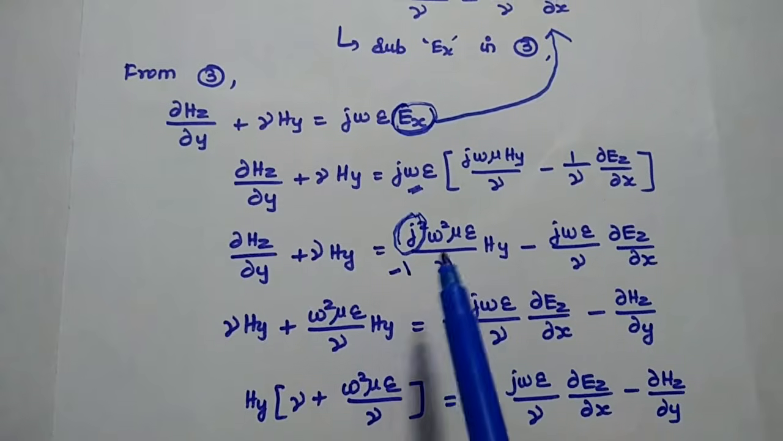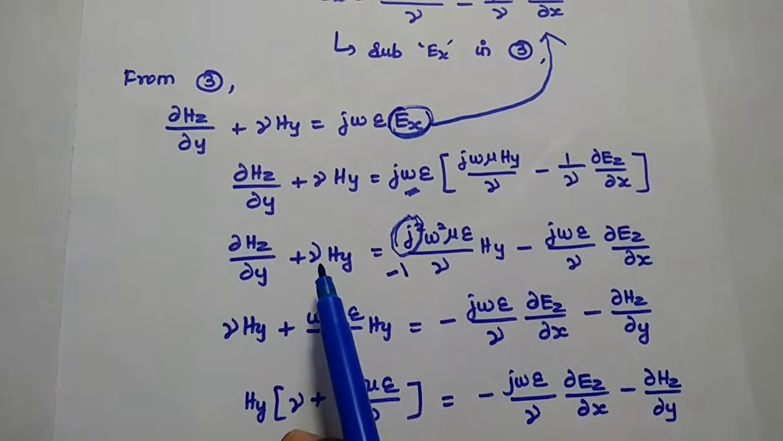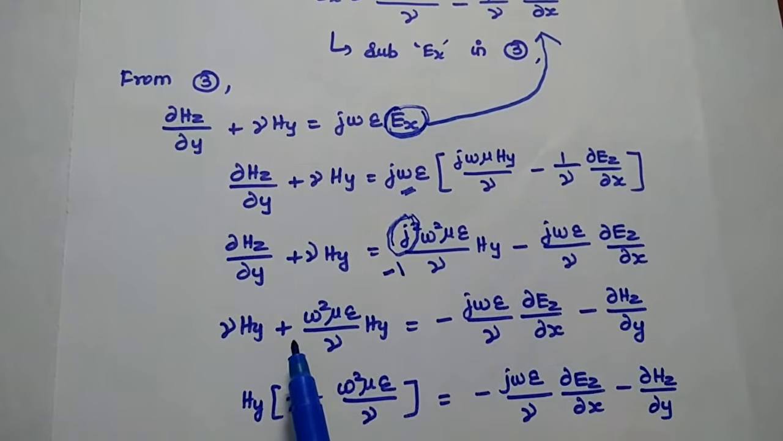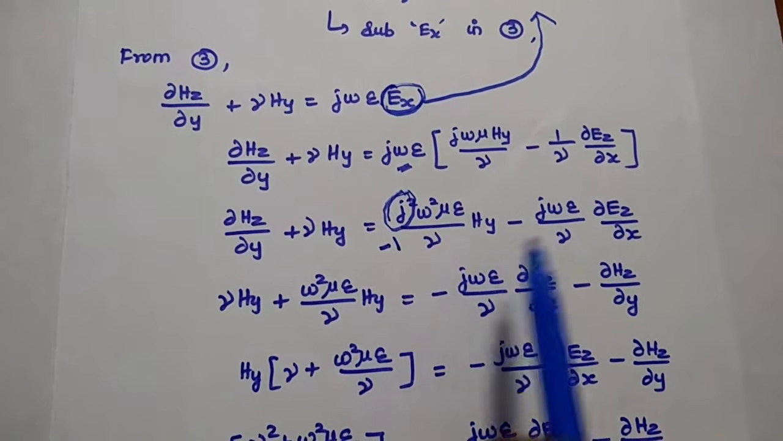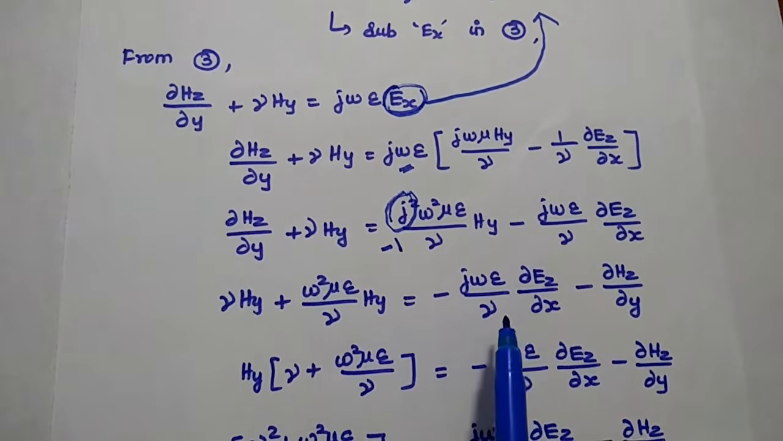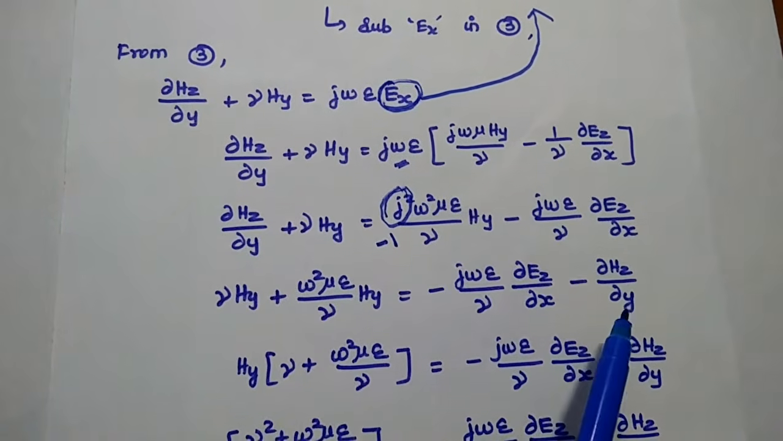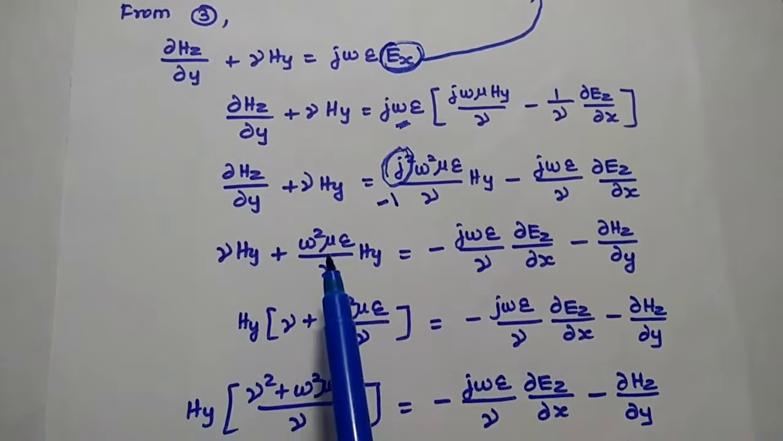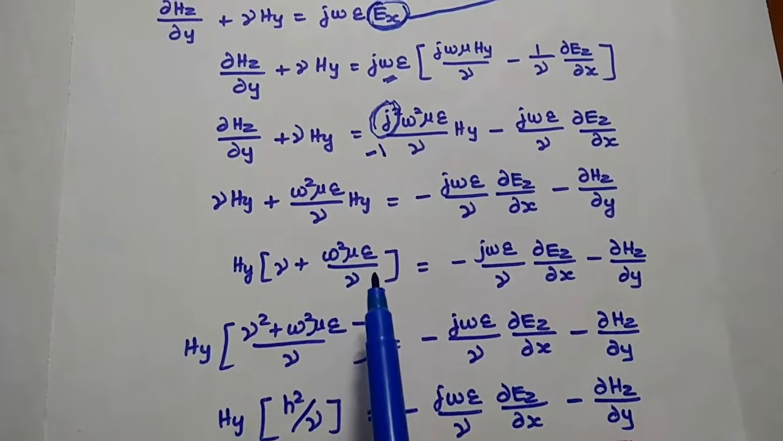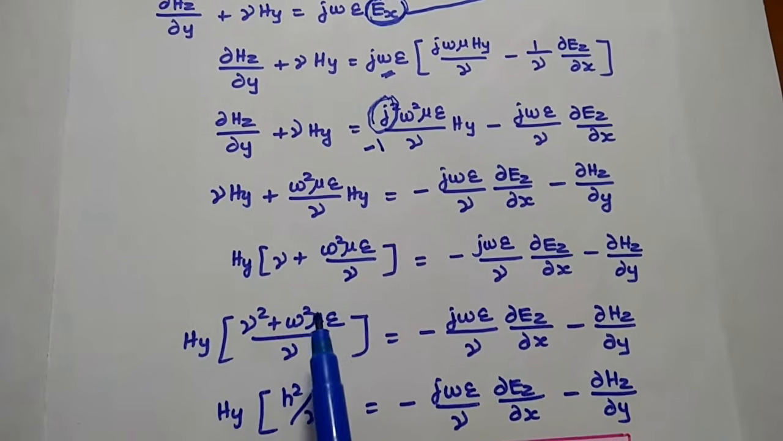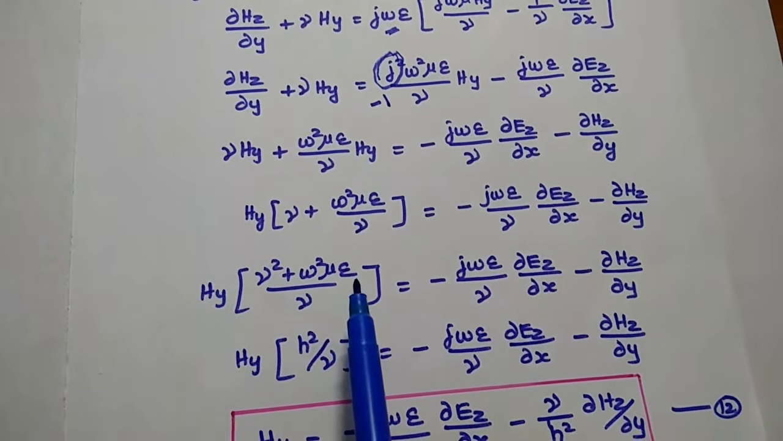In the next step, we are going to move all the Hy terms to this side. So here it is gamma Hy, and this term becomes plus. So plus omega squared mu epsilon by gamma Hy is equal to minus j omega epsilon by gamma dou Ez by dou x, and this term becomes minus dou Hz by dou y. Here we can take Hy as common. Then this term becomes gamma plus omega squared mu epsilon by gamma. Further simplification gives gamma squared plus omega squared mu epsilon by gamma.